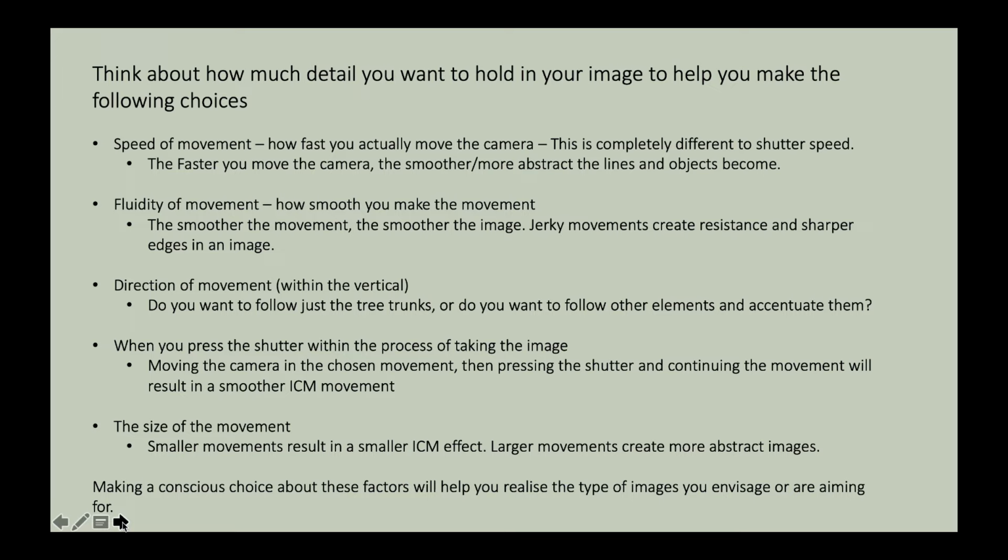So when you're doing trees photography, you've got the speed of movement, which is how fast you're actually going to move the camera. You've got the fluidity of the movement, that's how smooth you make the movement. You've got the direction of the movement within the vertical for trees. And you've got when you press the shutter during the process. And then you've also got the size of the movement. So you've got all of these different elements. And they kind of go for landscape and water as well, but I've just put this in with the trees. So there's lots and lots of different elements that you can really have a think about and play with.